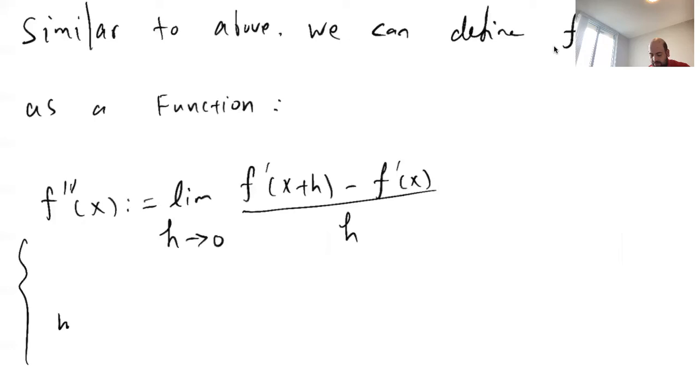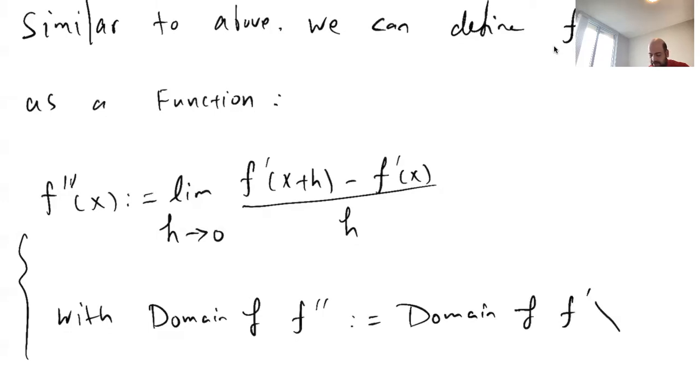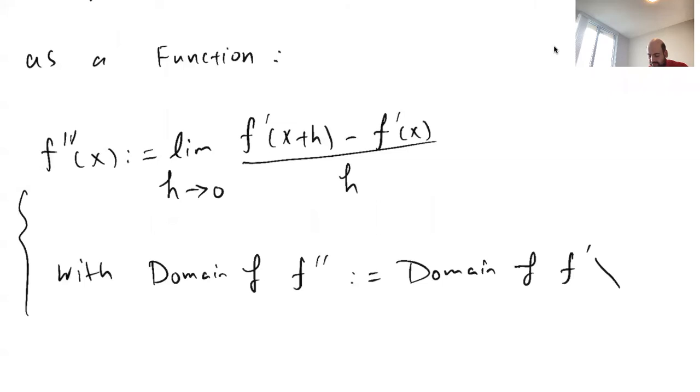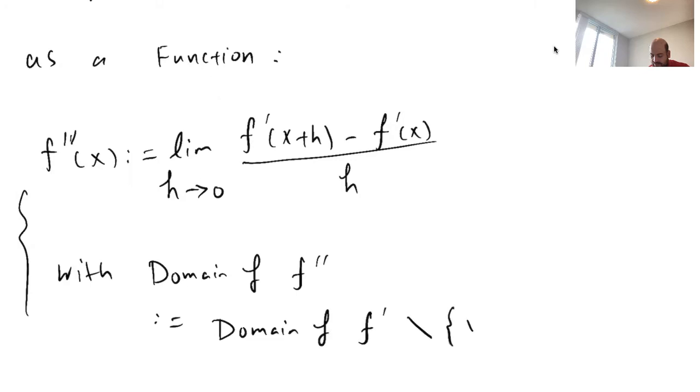And the domain of f double prime is the same as the domain of f prime, except, or minus, the set of points, let me say it this way, domain of f double prime, I don't have space here, is defined as the domain of f prime except the set of points x such that x is in the domain of f prime and f double prime of x does not exist.